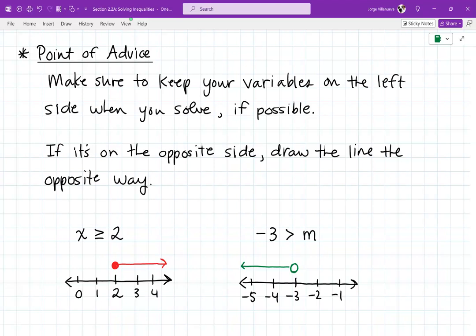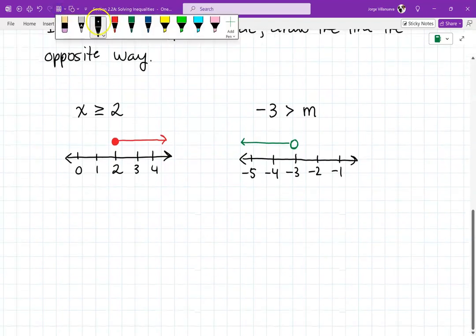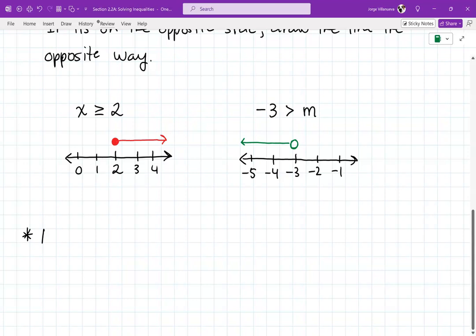Now, there is one more thing that I have to tell you guys. Multiplying or dividing inequalities.